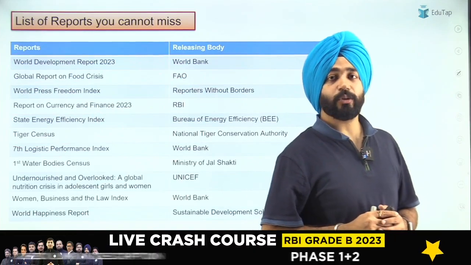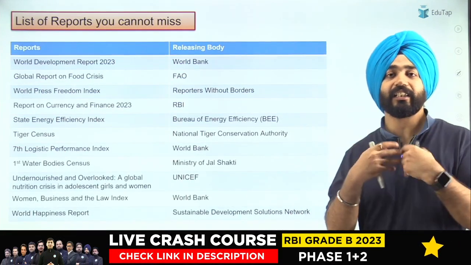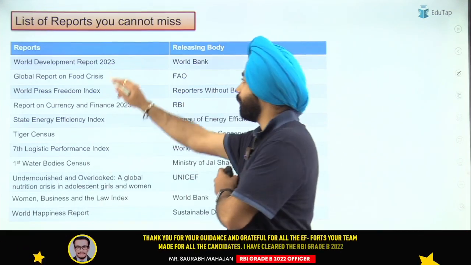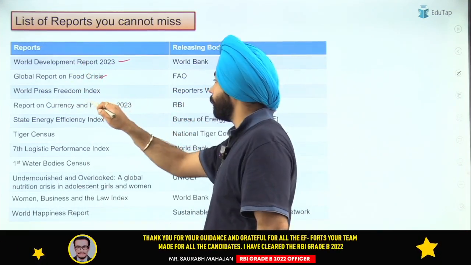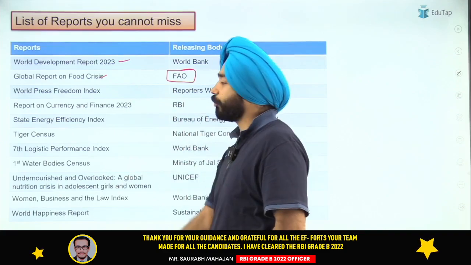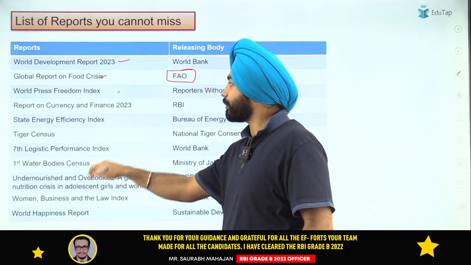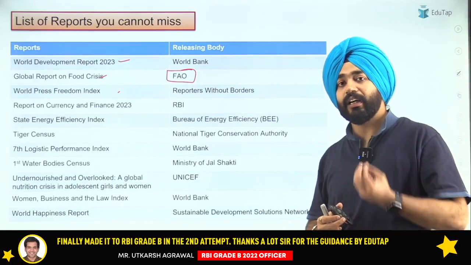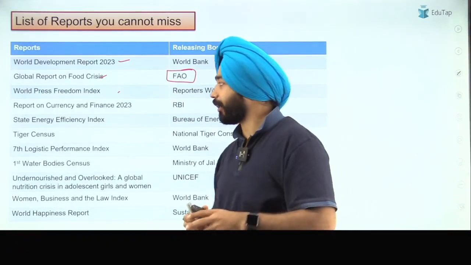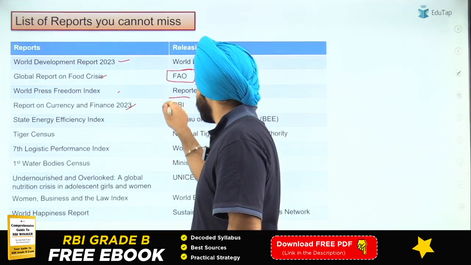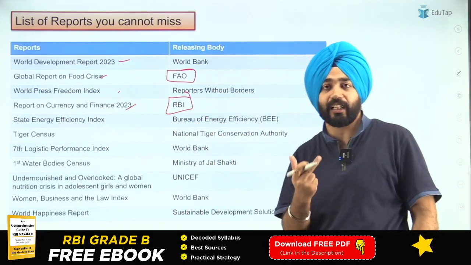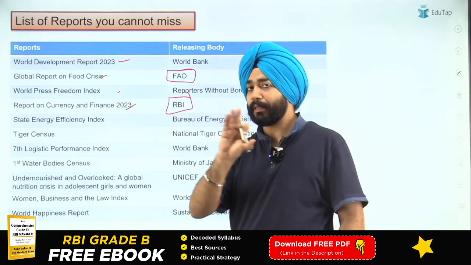Now, coming to those reports released by national and international organizations which are important this year for the examination. They are the World Development Report, which I've just told you. Global Report on Food Crisis, released by the Food and Agriculture Organization. World Press Freedom Index, because India has criticized this report, but you should remember India's rank. Then the Report on Currency and Finance, RBI. This is again a report, guys. This year they have mentioned it in the syllabus, but I will say memorize it at a basic level.